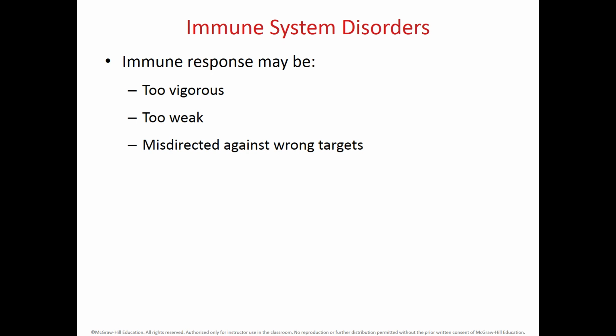Some immune system disorders, just to finalize, is that you can have a strong immune response, too vigorous. So you can have allergies, or you can have autoimmune disorders in which you don't recognize your own antigens and you start attacking your own body, or you can have a too weak immune response because you're born with an immunological deficiency or you acquire it. And you can misdirect your immune system attack against the wrong targets in the case of an autoimmune response.